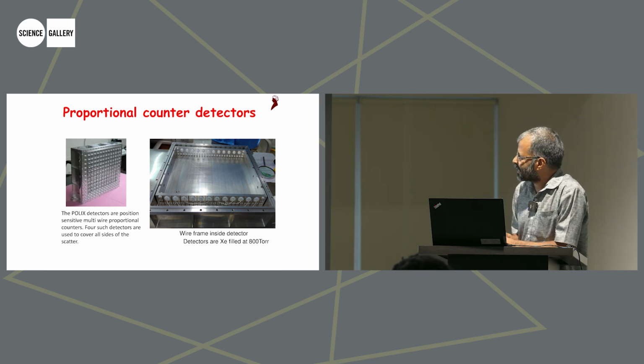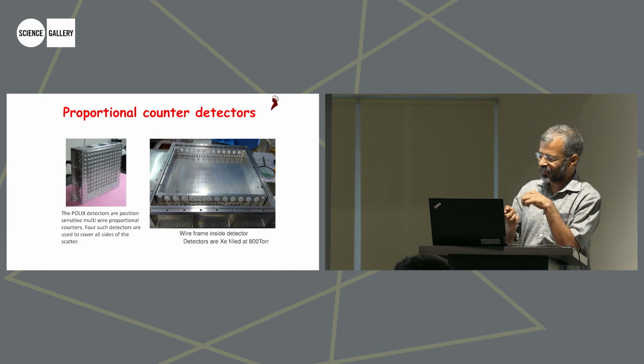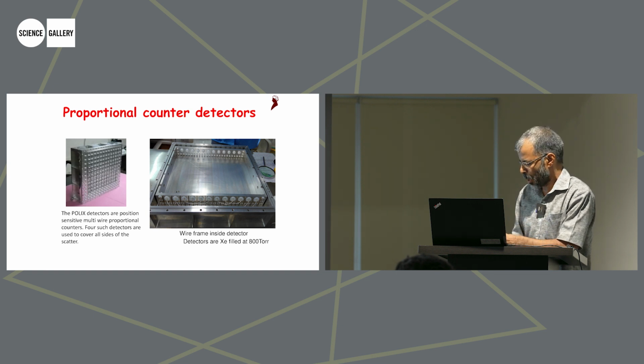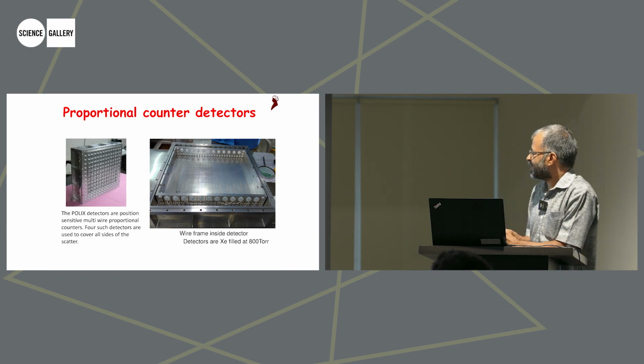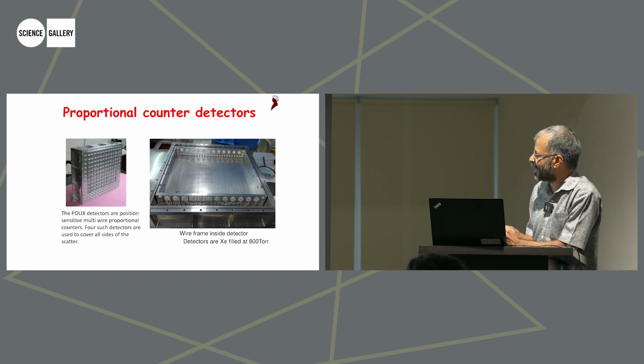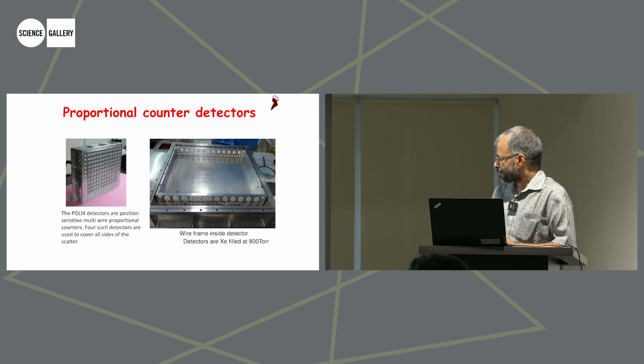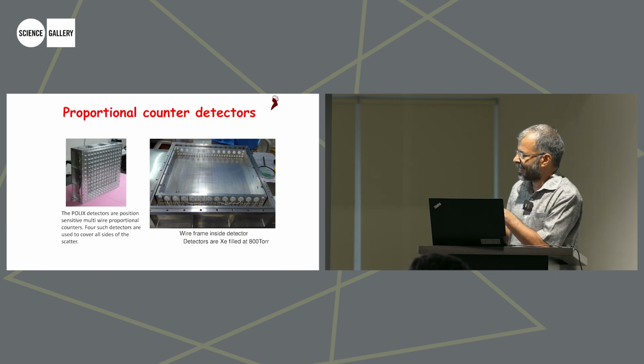So, this is constructed completely of aluminum, machined out. They are position sensitive multi-wire proportional counters. 4 such detectors are used to cover all sides of the scatterer. So, this is one of the detectors. Here you will see the big bushes. There are 12 such bushes, and they will be having anode wires. The entire detector is filled with xenon gas at 800 torr.